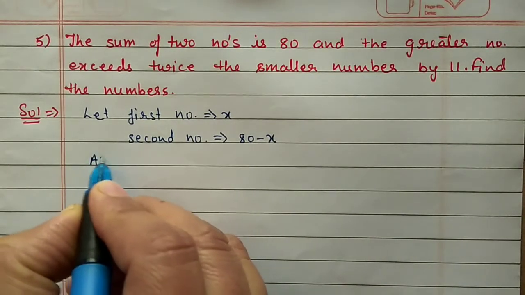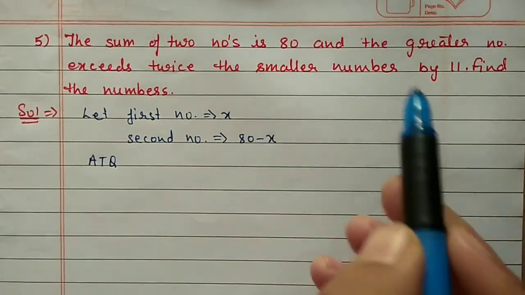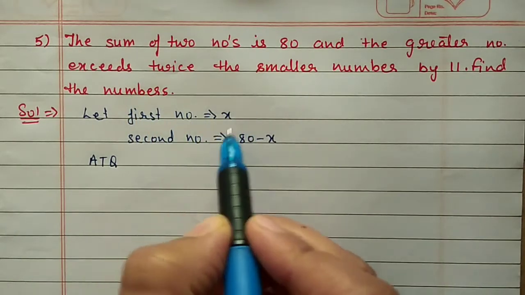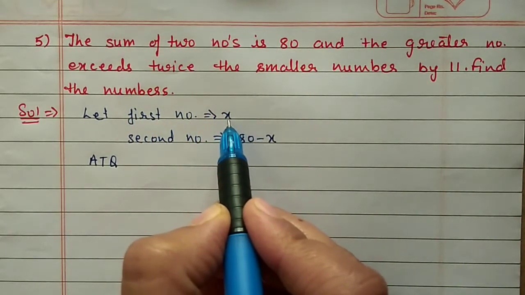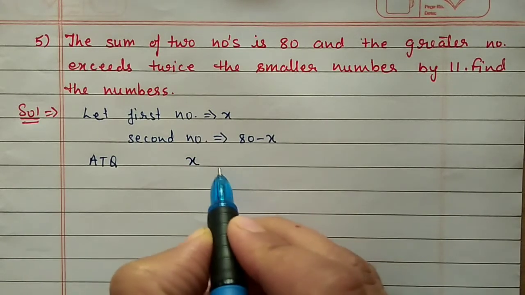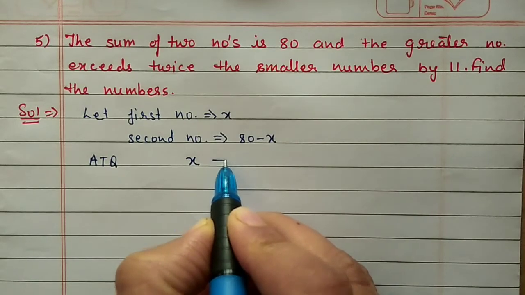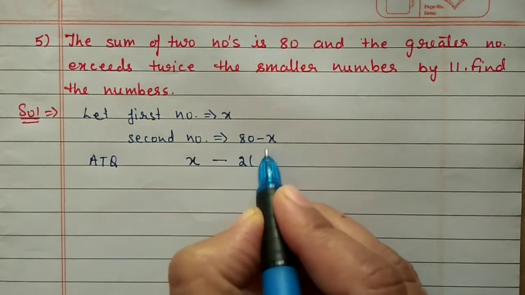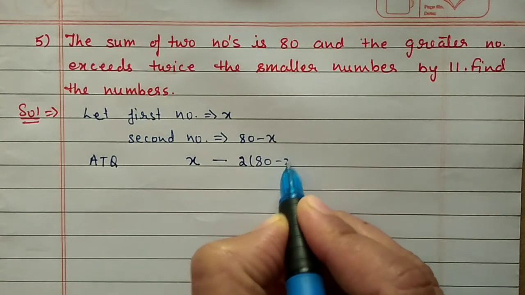Now according to the question we will frame the equation. The greater number exceeds. Greater, we can take any number as greater. So suppose I have taken this first number is greater. So greater number exceeds, always we have to put minus symbol. Twice the smaller number. Twice the smaller number, this is the second number.